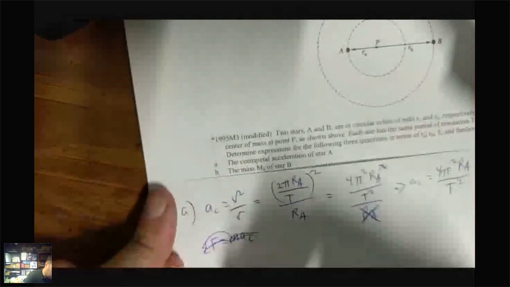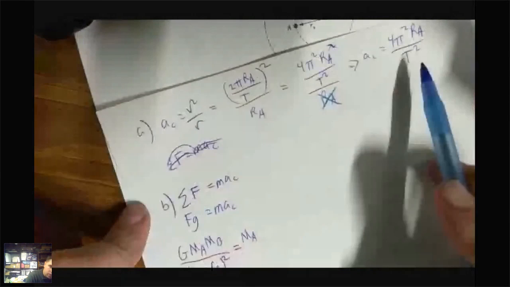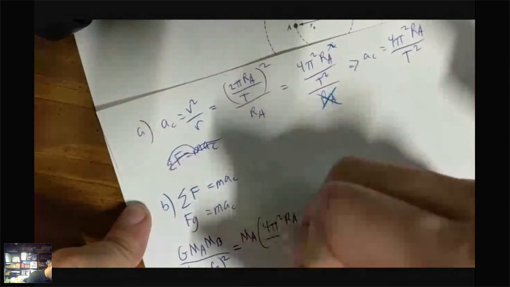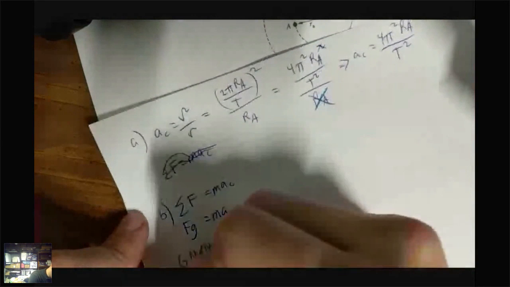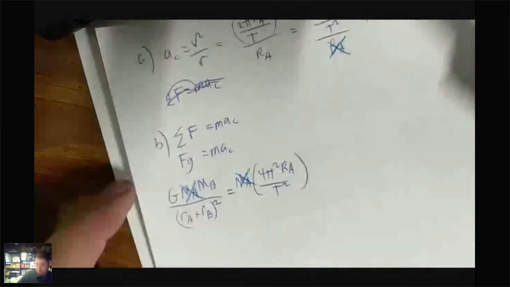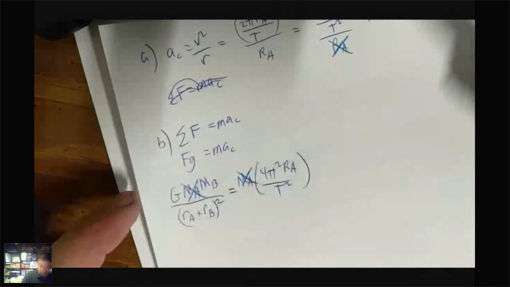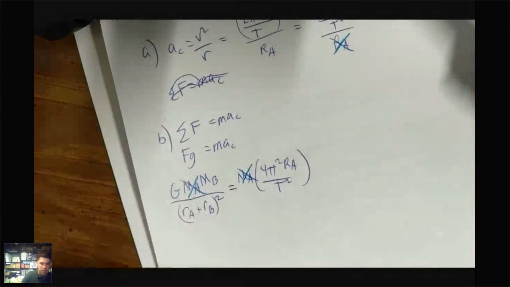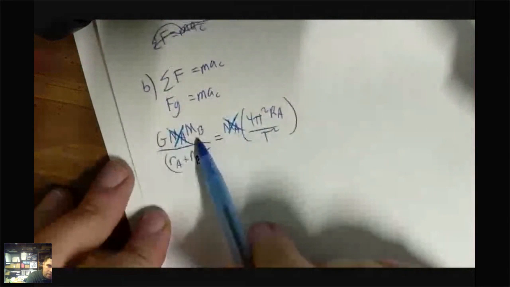Now this must equal, oh, you know what? If we put in the mass of A on this side, and we know the acceleration already, 4 pi squared RA over T squared, then the mass of A will just cancel out because it shows up on both sides. So if we treat it as star A orbiting star B, then we can say the mass of A doesn't matter at all. And we can go through and basically work this out, solving for MB.